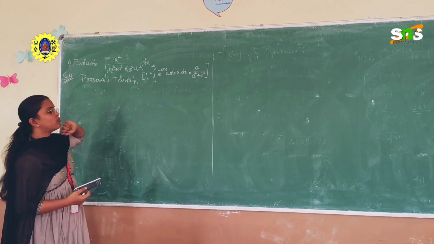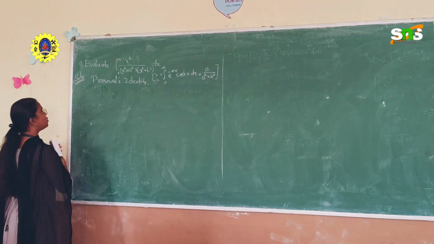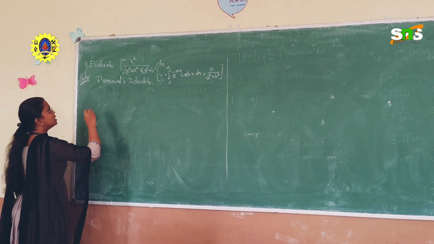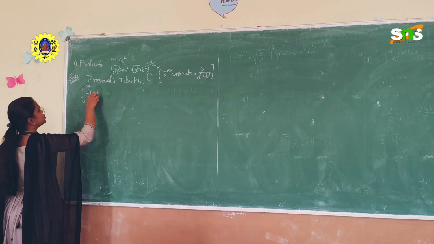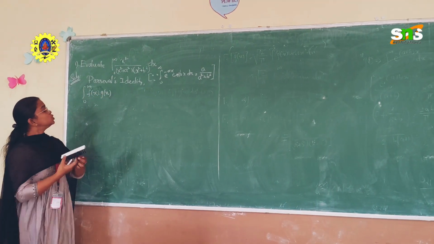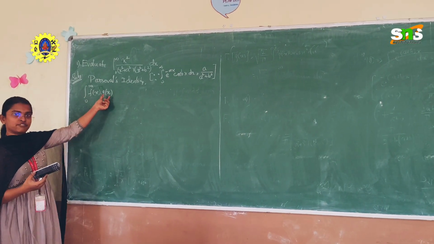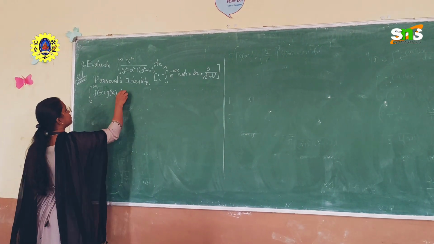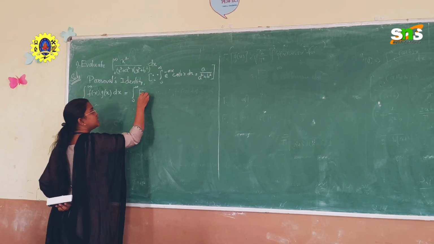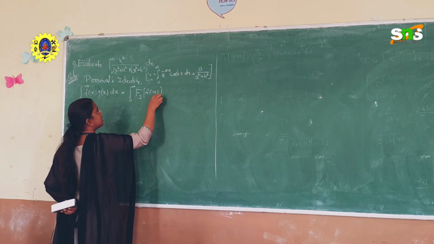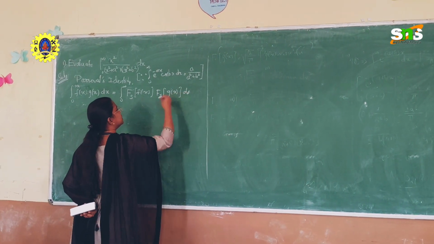To solve this problem by using Parseval's identity, like before, we have to construct Parseval's identity formula, which is integral 0 to infinity f of x g of x dx. If you have two different functions, you have to write the separate function itself, which is equal to integral 0 to infinity, Fourier sine transform of f of x and Fourier sine transform of g of x ds.